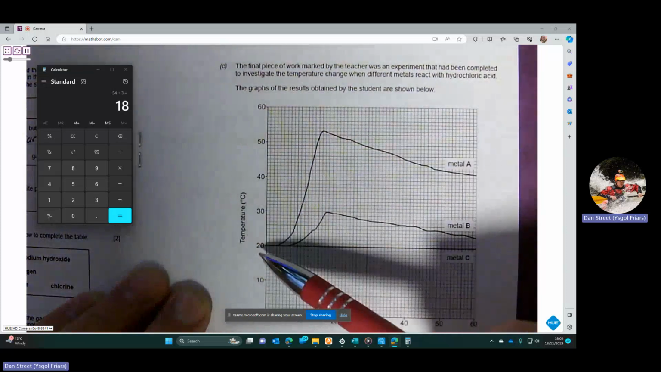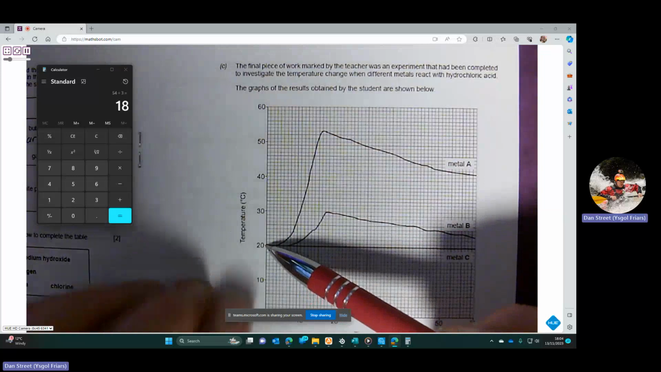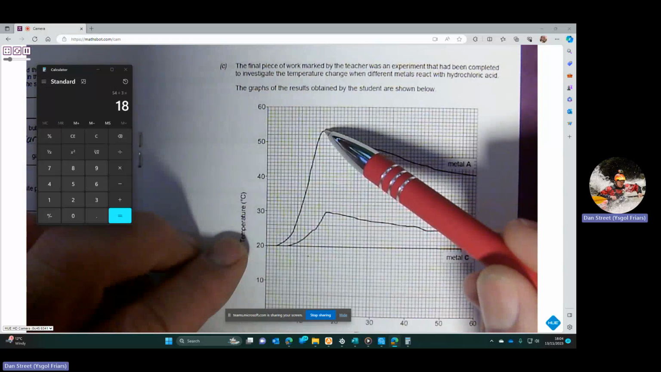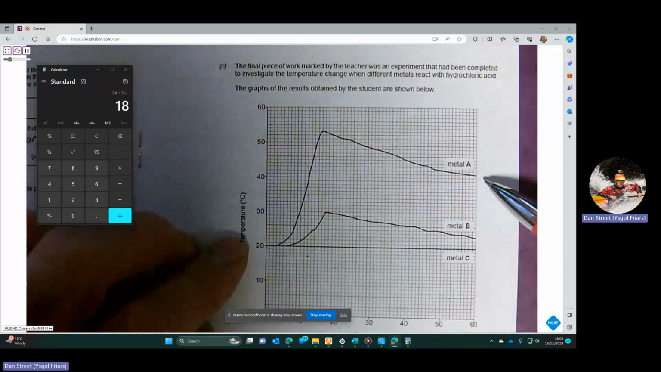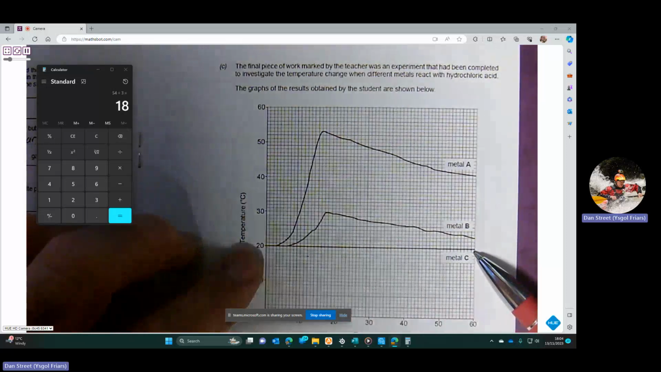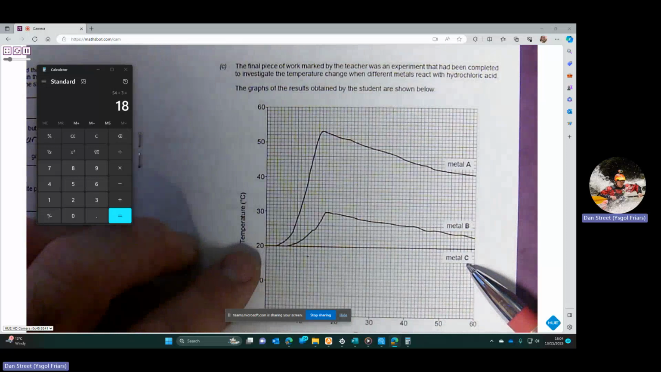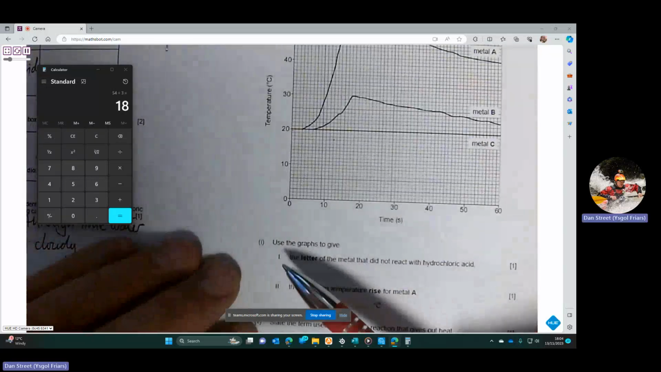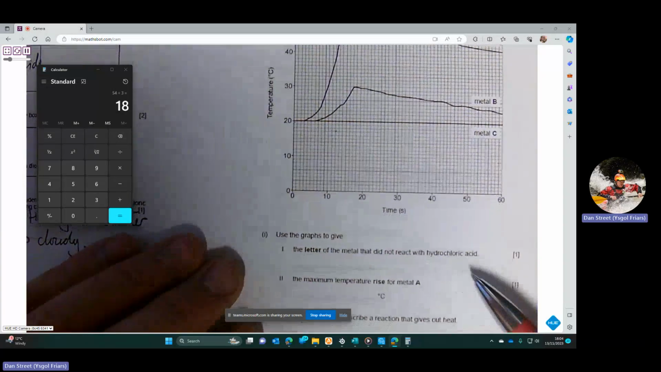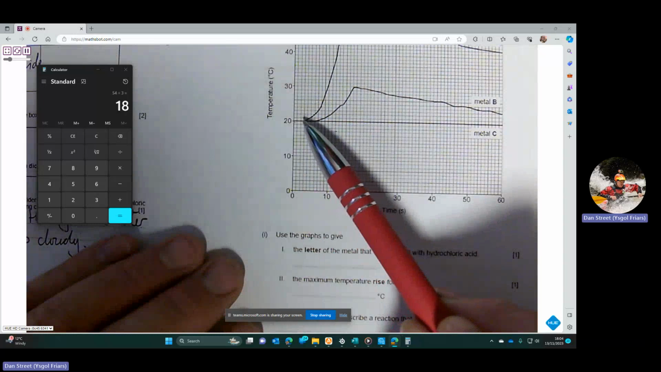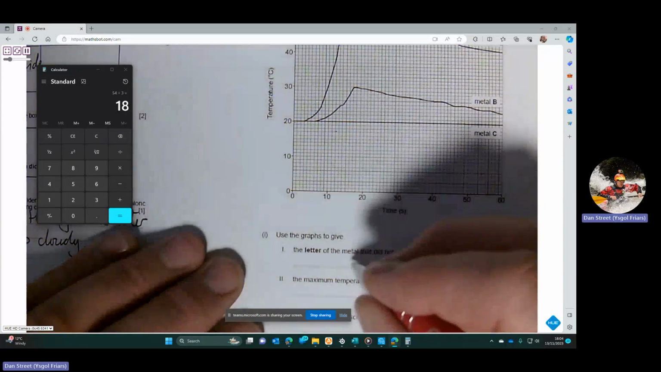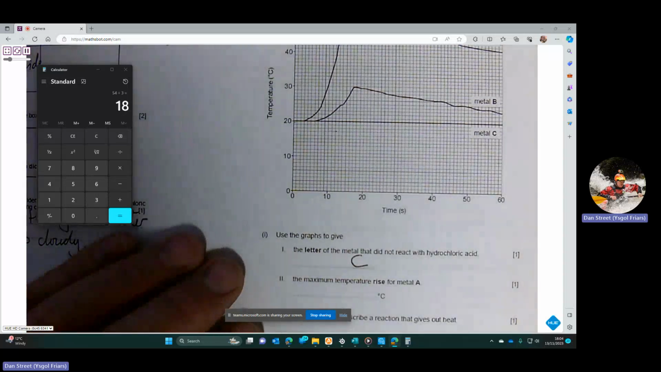So we can see in one reaction, the temperature change was quite large. It starts at 20, which is room temperature, and it peaks at about 53 degrees Celsius and then drops off again. And then we've got an intermediate value, and then we've got one where no temperature change occurred, which would suggest that no reaction happened. So the question says, use the graph to give the letter of the metal that did not react with hydrochloric acid. This graph here remains steady at 20 degrees Celsius, which is room temperature, so it would be the metal that did not react. So that's metal C.